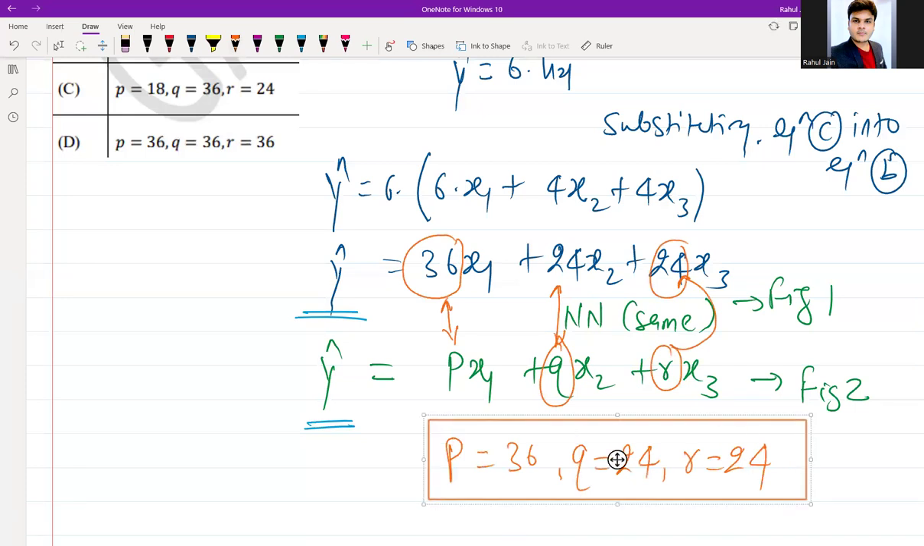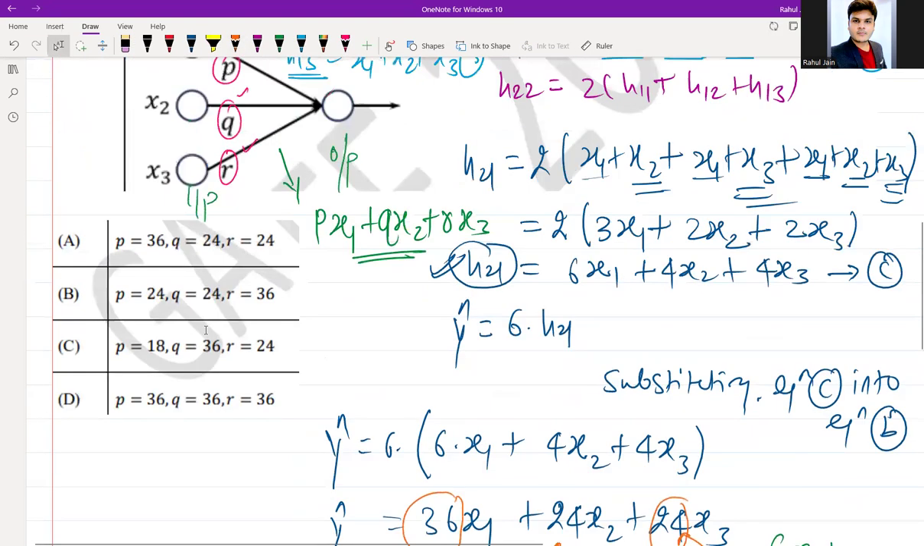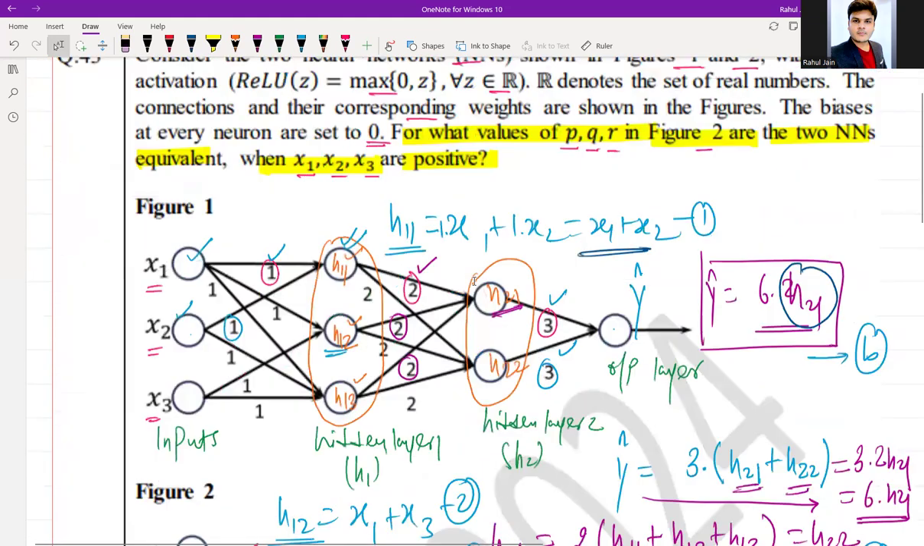So if you are going to map the answers, then option A is the correct answer, which was asked for 2 marks. So I hope the question and its solution is very much clear to you.